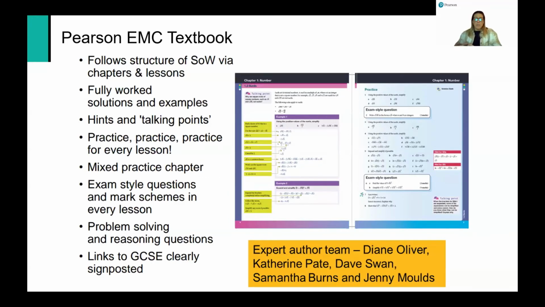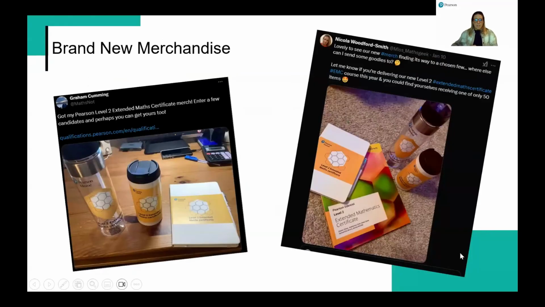There's a mixed practice chapter as well, so it really does shuffle everything up and give those students a really good sense of the end of the chapter, a bit of everything. Problem solving and reasoning questions, so they can really apply that mastery element into what they've learned. And there are clear GCSE signposts, so they can see exactly where the links are from their previous or current learning, because this is a course that's designed to be taught alongside GCSE. I'd be doing the same, delivering my GCSE content and allowing my EMC students to dig a little bit deeper into some of the practice questions.